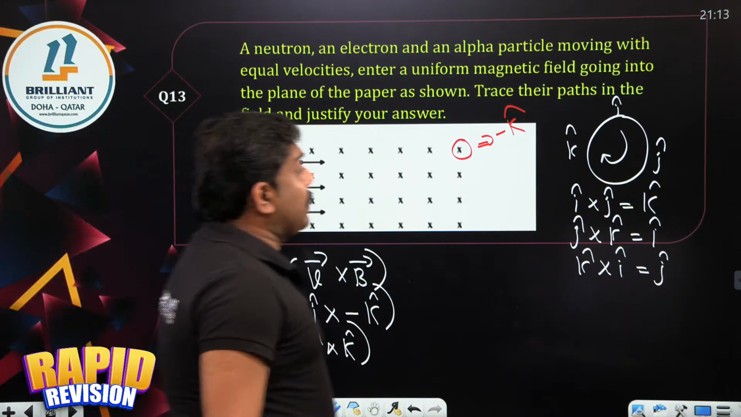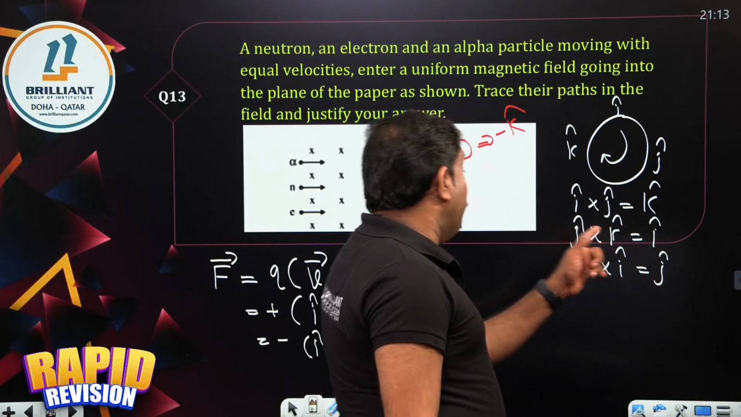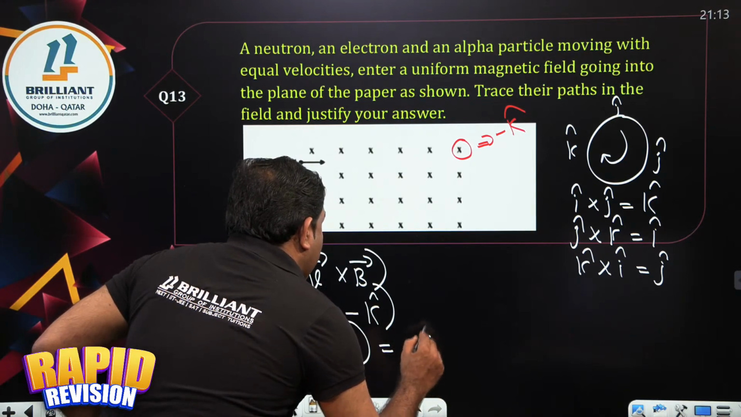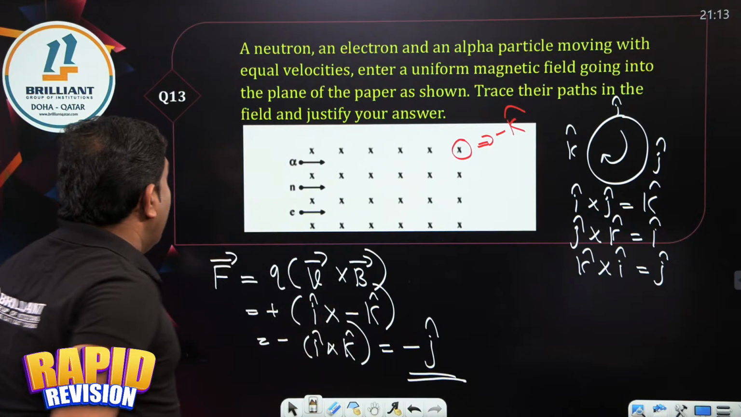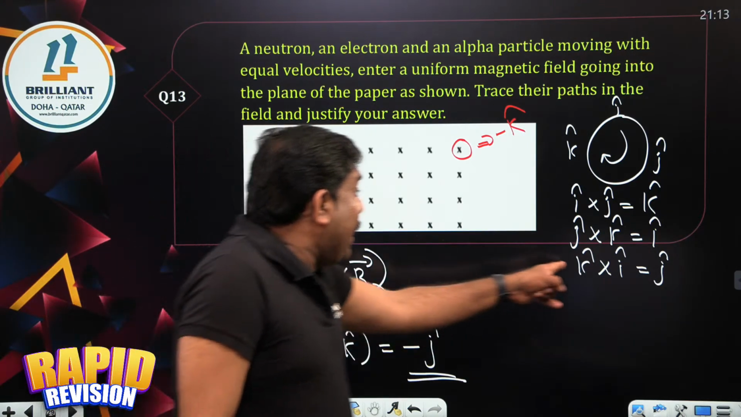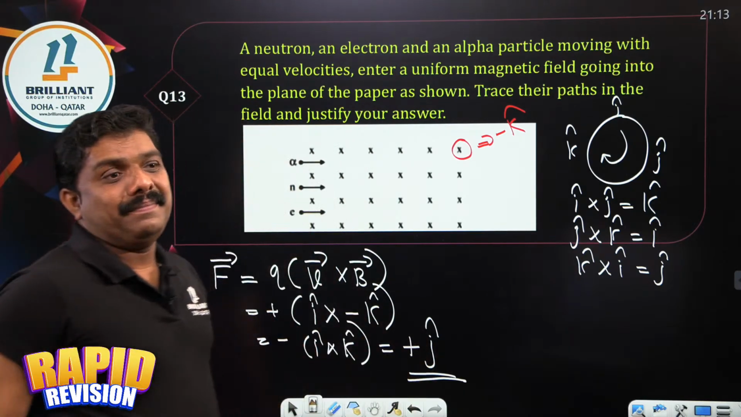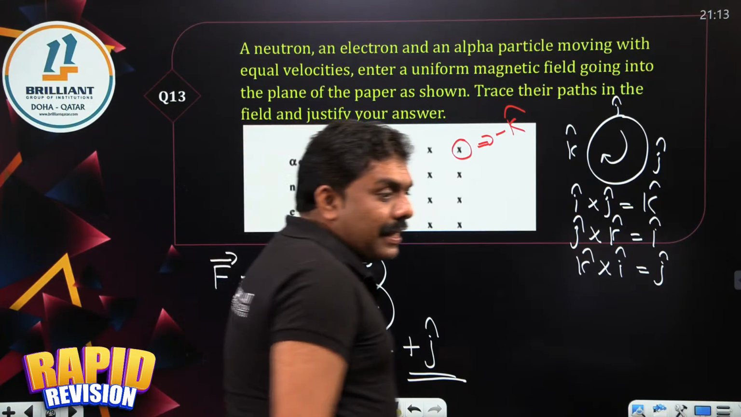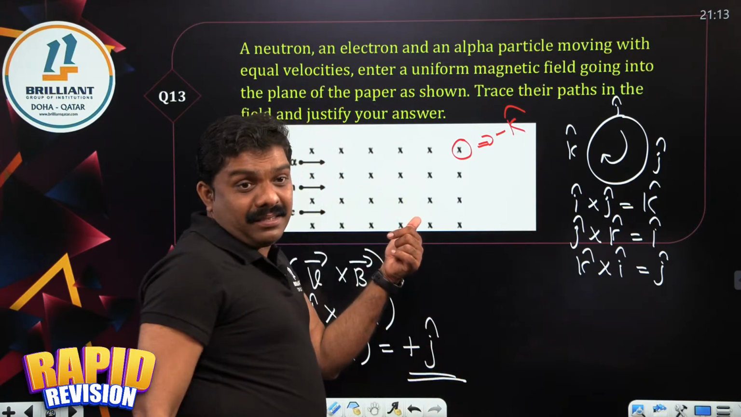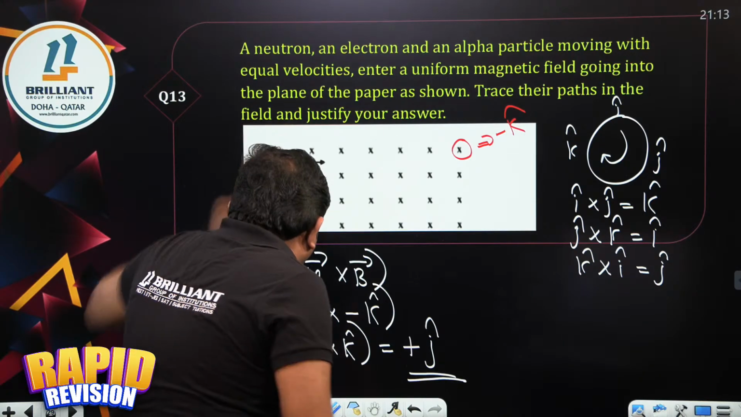What does i cross k stand for? Look, k cross i is j. So i cross k will be minus j. It's very clear: i cross k is minus j, and minus of minus j comes plus j. So the force will be on the y-axis. The force acting on this alpha particle will be along the y-axis.